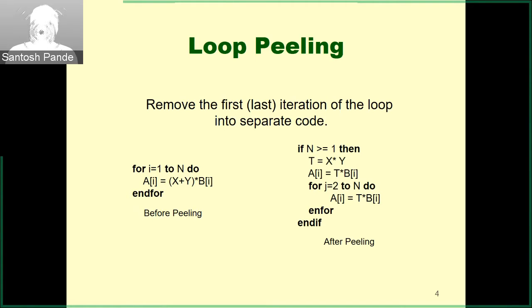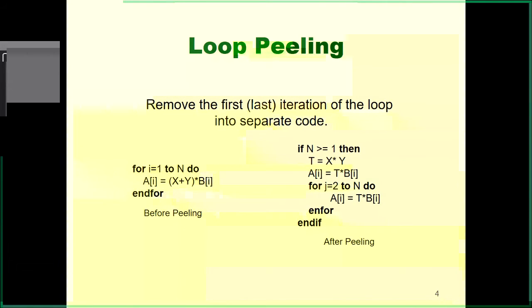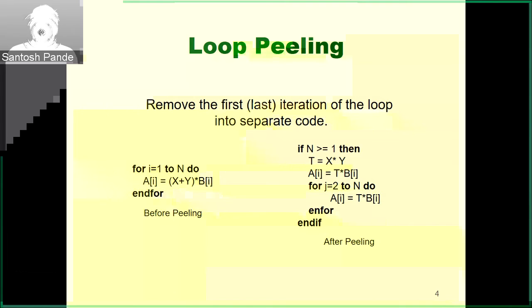One thing one has to be sure of, once we are peeling the first iteration, is that the loop executes at least once. And so we have to put a guard here. If n is greater than or equal to 1, then the loop executes once. For example, if n was -1 or 0, obviously the loop will never execute. So we make sure it executes at least once by putting this guard at the top. And then the first iteration, a of I is equal to x plus y times b of 1, we will remove.